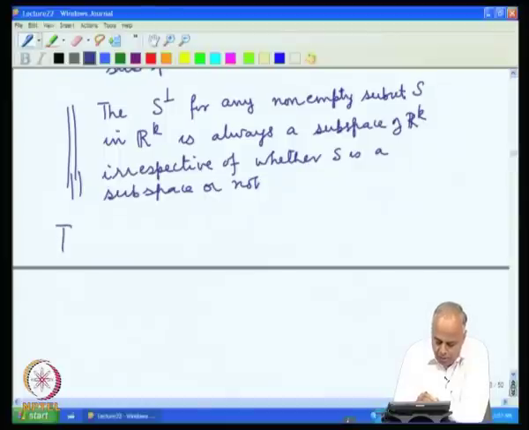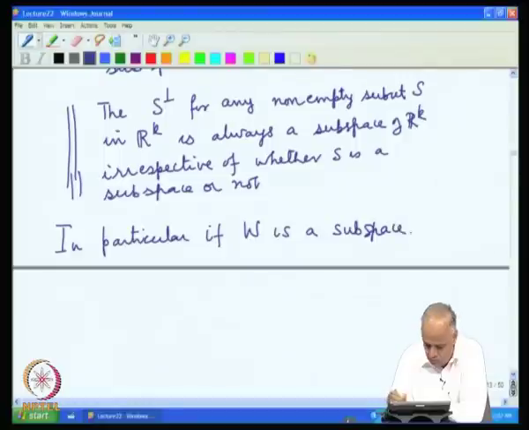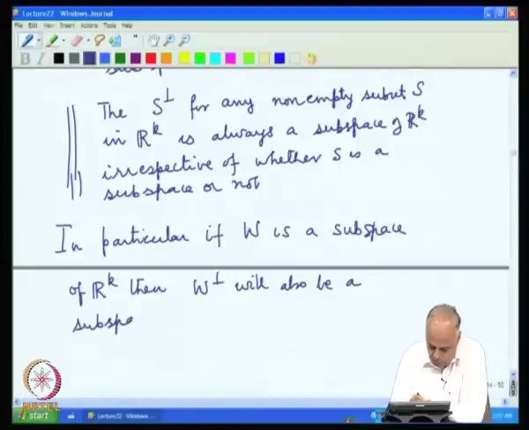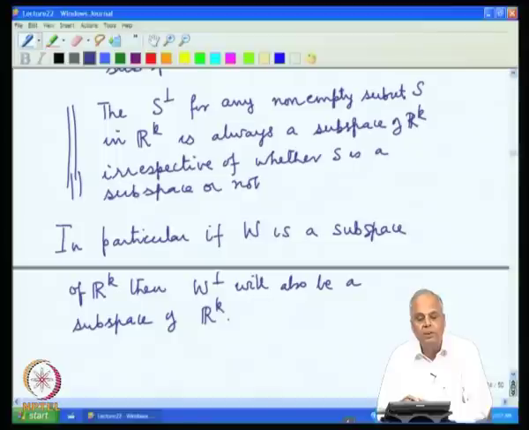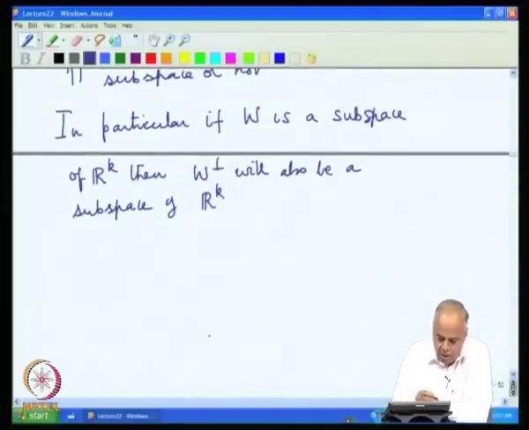Of course, in particular, if W is a subspace of R k, then W perp will also be a subspace. We shall be looking at such perps of subspaces when we analyze a matrix. Let us look at one or two simple examples.